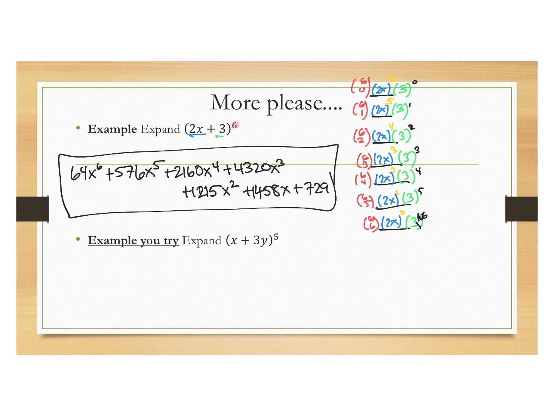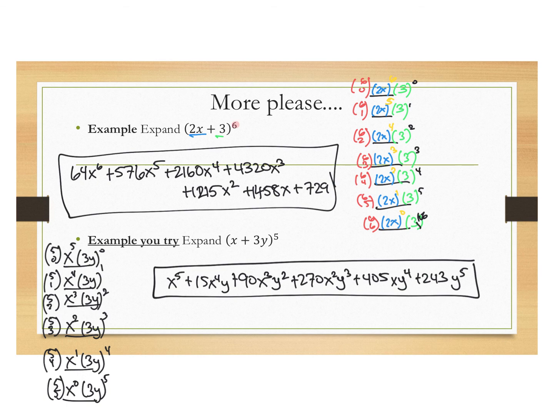Now try the example you-try. And hopefully you found your final answer to be x to the 5th plus 15x to the 4th y plus 90x cubed y squared plus 270x squared y cubed plus 405xy to the 4th plus 243y to the 5th.